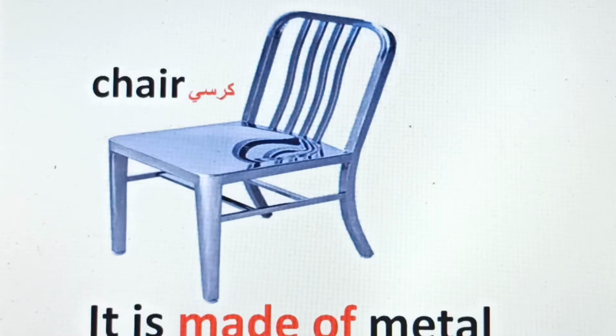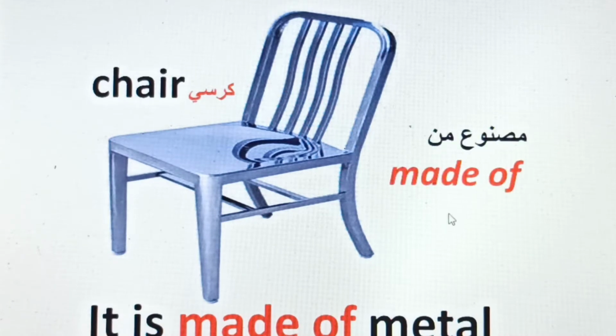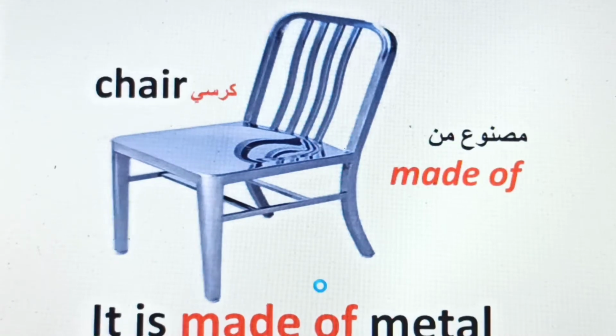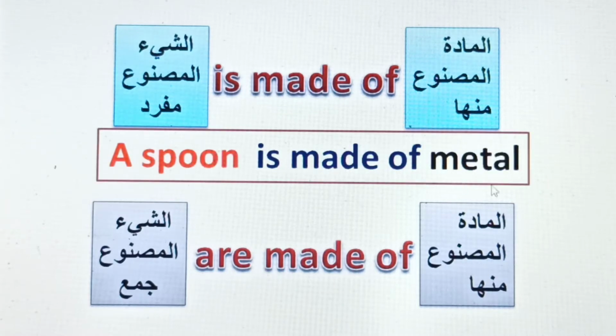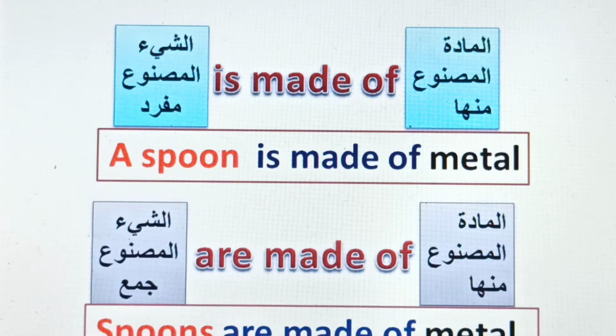like what؟ chair it's made of metal، made of مصنوع من. اوكي تعال نشوف مع بعض is made of و are made of. استخدم is made of مع الشيء المصنوع المفرد، وبعد كده تيجي المادة المصنوع منها. like what؟ a spoon is made of metal، الملعقة تصنع من المعدن. ملعقة هنا singular مفرد. اوكي طب تعال نشوف مع بعض are made of لما يكون الشيء المصنوع جمع. like spoons are made of metal، الملاعق بتصنع من المعدن.